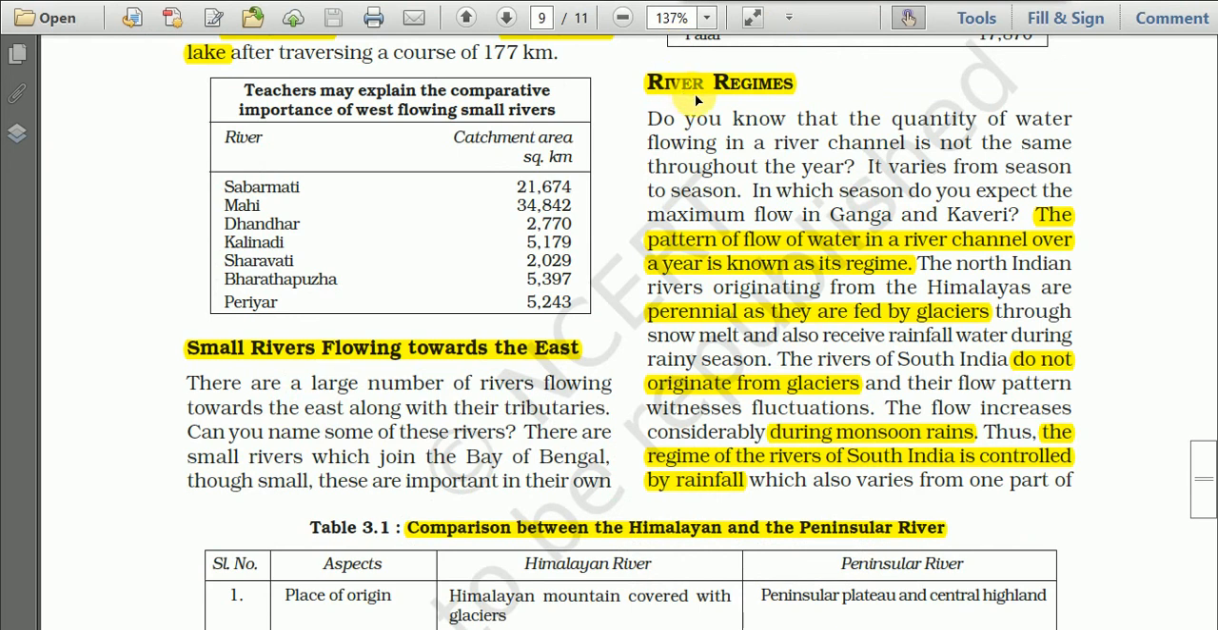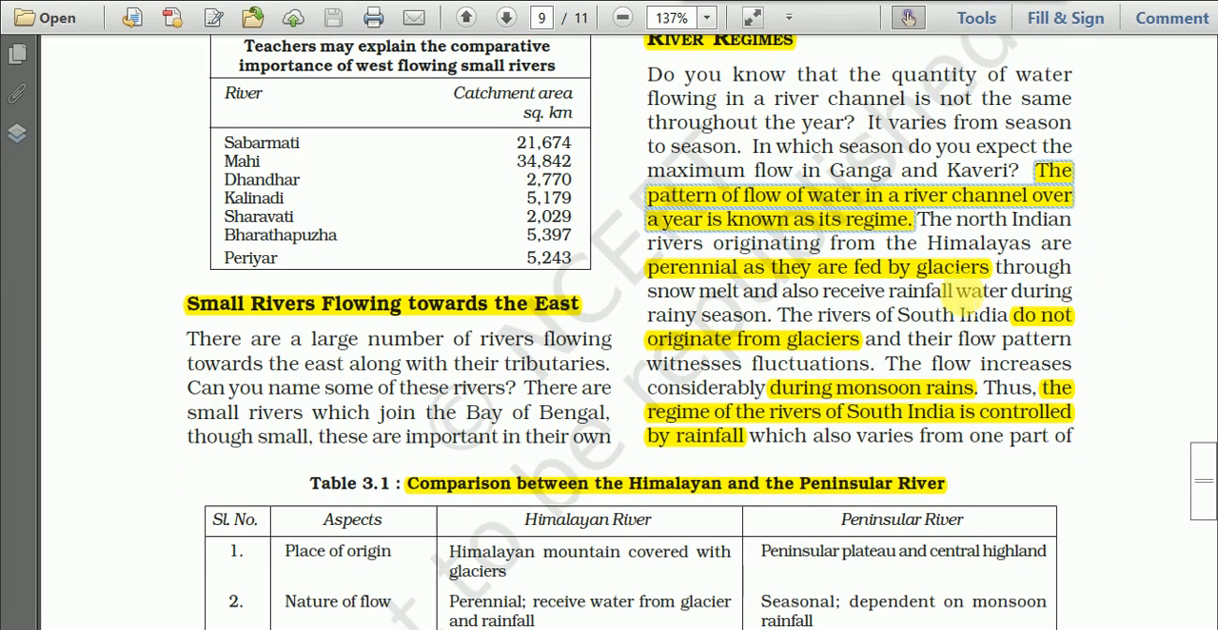Next we have river regimes. What do you mean by river regimes? The pattern of flow of water in a river channel over a year is known as its regime. How much water is flowing in a riverbed in a year is known as river regime. What is the total volume of water flowing in the summer season? What is the total volume of water flowing in the winter season? That is what we call river regime.